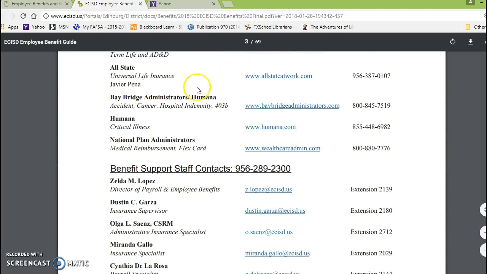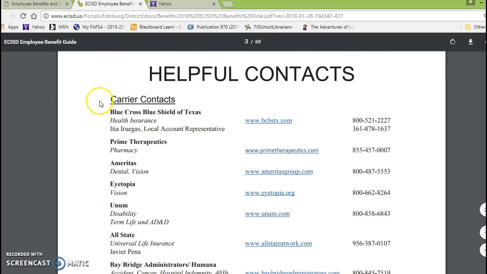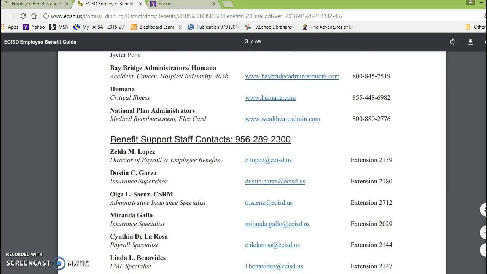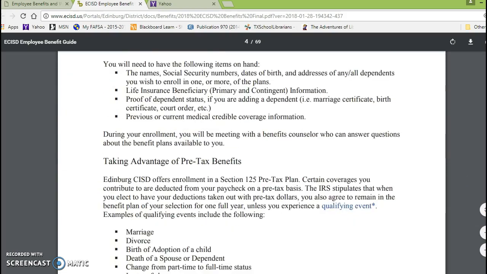And also it has the website for the contact people and their phone numbers. This is easy to contact also at the administration, their extension number, their email. This is very good to have.